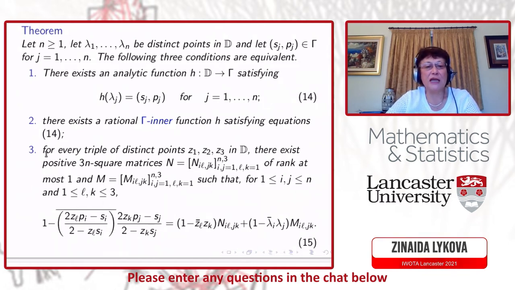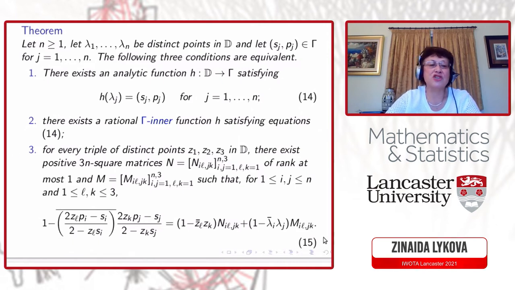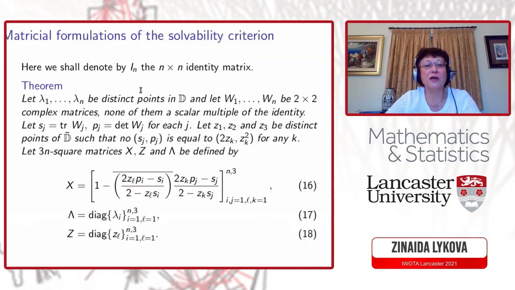And we would like to use this part to suggest which way we can deal with the spectral Nevanlinna-Pick problem. So if we are given data, lambda, S, and those conditions, if we can find the N and M which satisfy this condition, then we can construct gamma. So we can replace that criterion by the following.